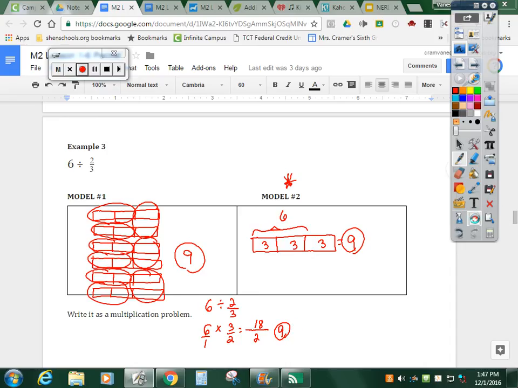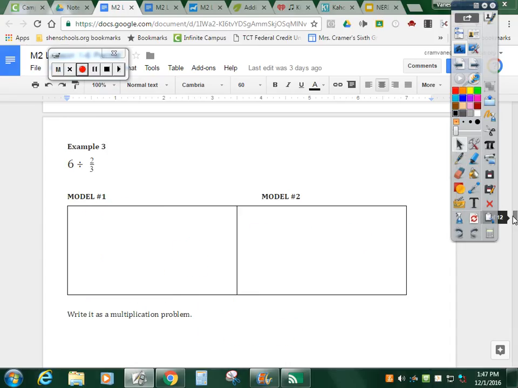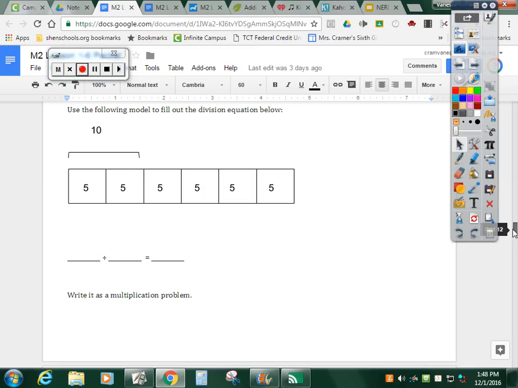The last example actually gives you a model and asks you to fill in the division problem. So 10 is getting divided by 2 boxes, which gives you 5 in every box. And that's really 2 out of 1, 2, 3, 4, 5, 6 boxes. And it's 5, 10, 15, 20, 25, 30 for the answer.